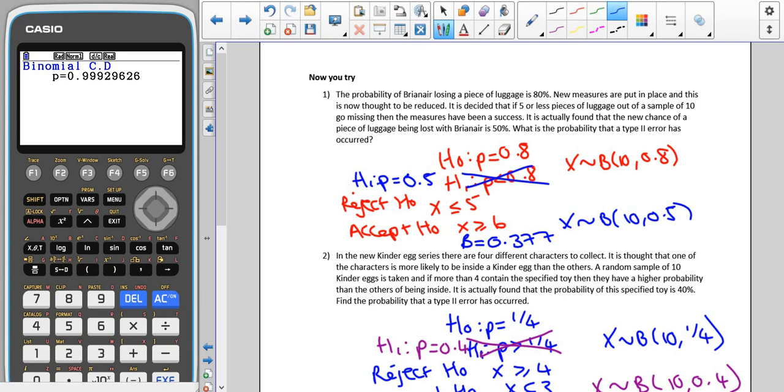It then says it is decided that if 5 or less pieces of luggage out of a sample of 10 are missing, then the measure has been successful. So that is our reject H0 region, that 5 or less, so x being less than or equal to 5. And at that point we were using x follows a binomial distribution with an n of 10 and a probability of 0.8. So that means that our accept H0 region would be that x was greater than or equal to 6. However, in reality, our H1 should have been that the probability was 0.5.